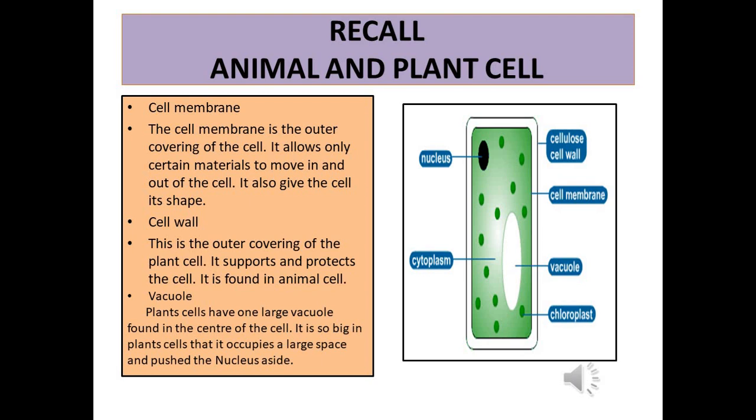Cell wall. This is the outer covering of the plant cell. It supports and protects the cell. It is not found in animal cell. Vacuole. Plant cells have one large vacuole found in the center of the cell. It is so big in plant cells that it occupies a large space and pushes the nucleus aside.